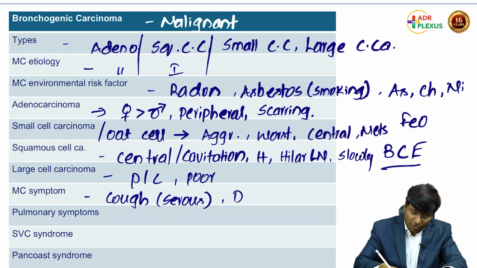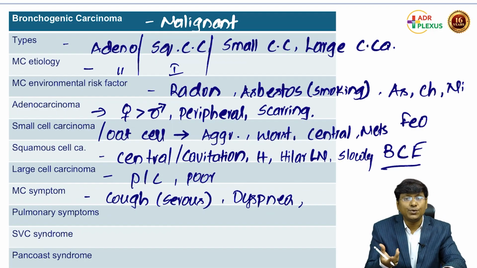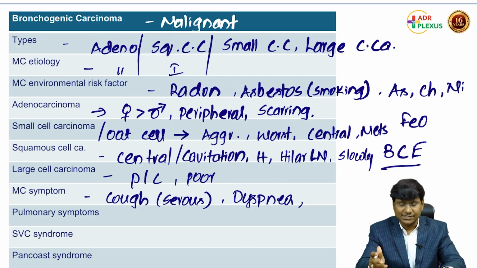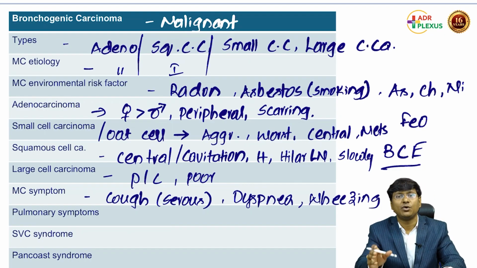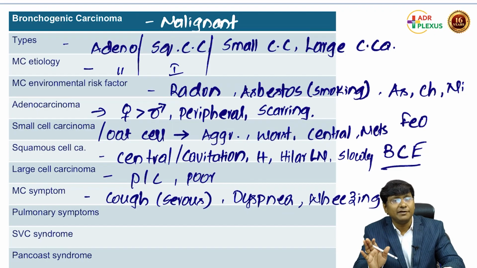And these patients will also develop dyspnea. And why is that they have dyspnea? That is due to the central airway obstruction. That is due to compression causing the atelectasis. And these patients will also have wheezing. Now, what is the reason why these patients have wheezing? Is that is due to narrowing of the central airway more than 50%.